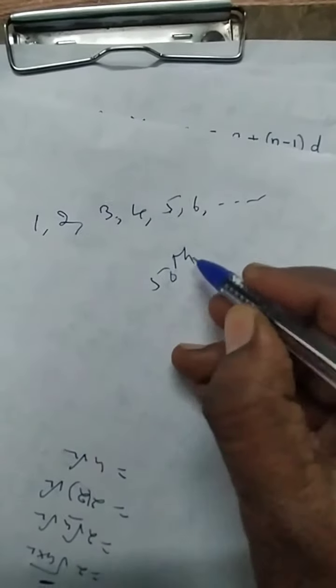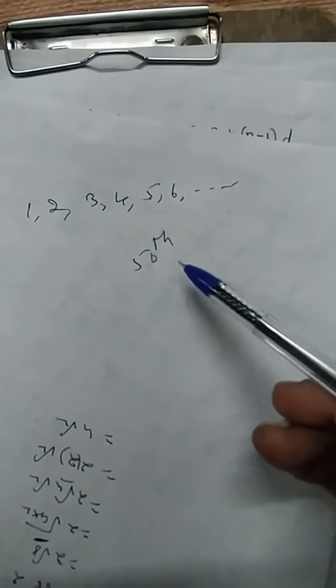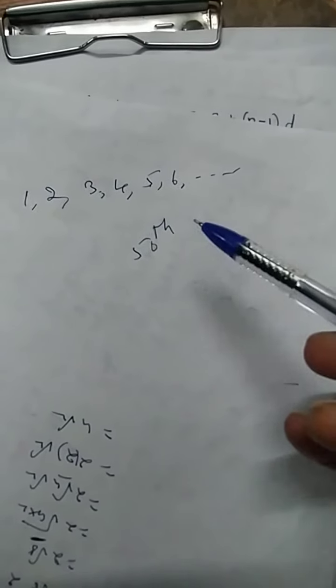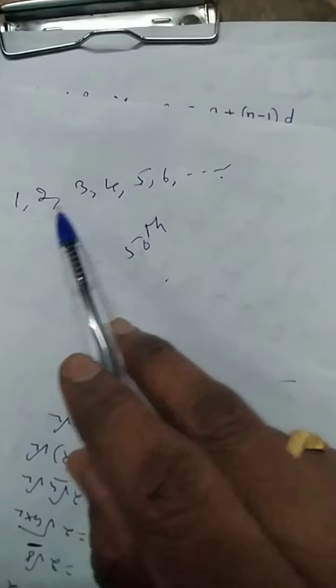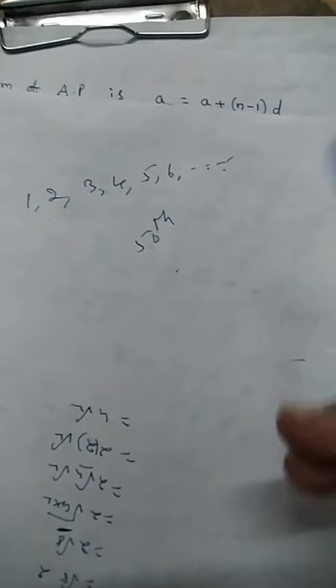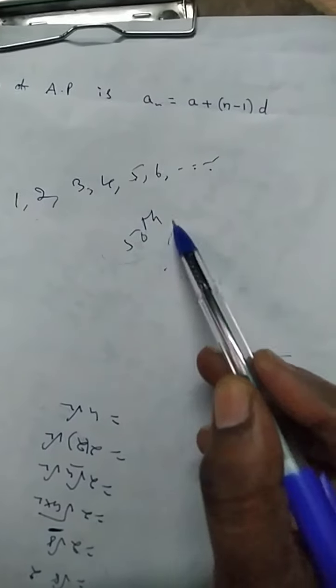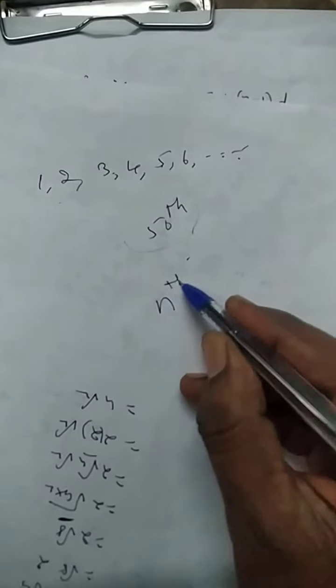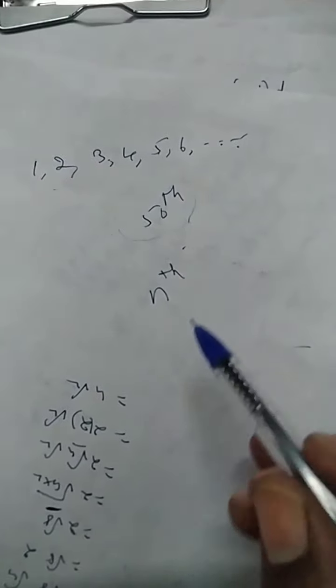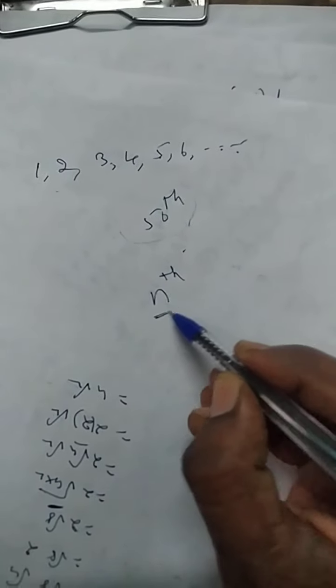Not only the 50th term, but the 60th term, 72nd term, 100th term, 25th term or 13th term, whatever it is, we can apply one formula to find the required term in the given arithmetic progression. The term we require should be assumed to be the nth term. In some cases, the nth term is also considered the last term of that arithmetic progression.